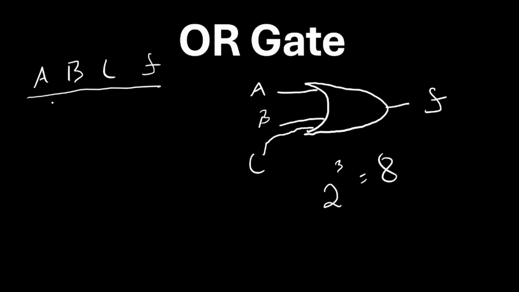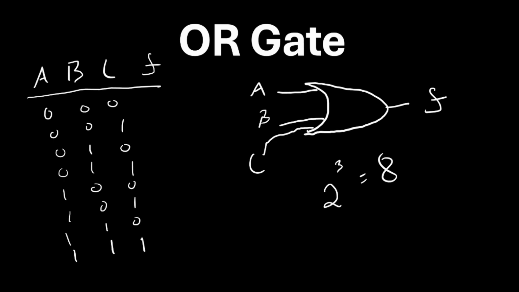All right, we're going to just count in binary up to 7. 0, 0, 0, 0, 0, 1, 0, 1, 0, 0, 1, 1, 1, 0, 0, 1, 0, 1, 1, 1, 0, 1, 1, 1. And let's just double check how many rows we have. 1, 2, 3, 4, 5, 6, 7, 8. Yep, that's it. And because this is an OR gate, only one of these inputs needs to be on.